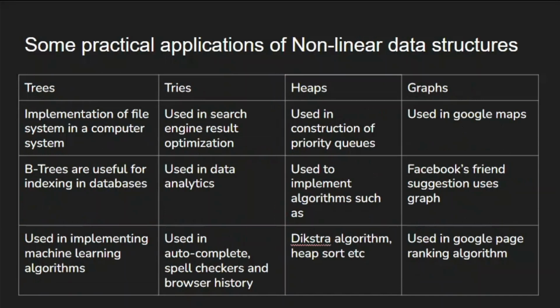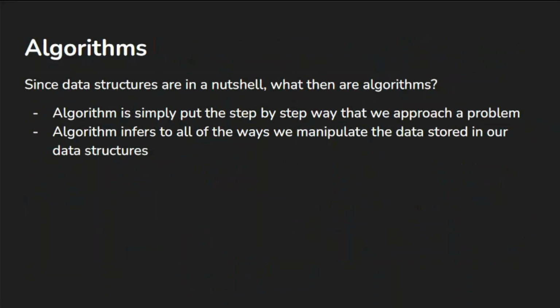And again, I'm just going to link this so you can read it at your own time. But we have graphs here. Graphs are used in Google Maps, your Facebook friend suggestion. I know most of us don't use Facebook anymore, but Facebook friend suggestion uses the graph data structure. I think even LinkedIn connection suggestion uses the graph data structure under the hood, right? Now that's all there is about data structures.